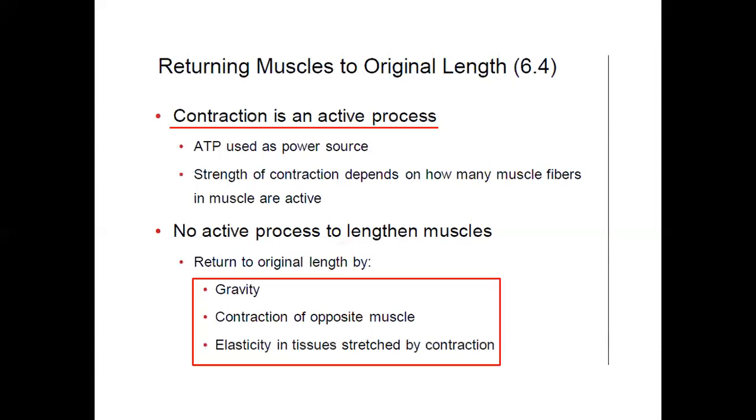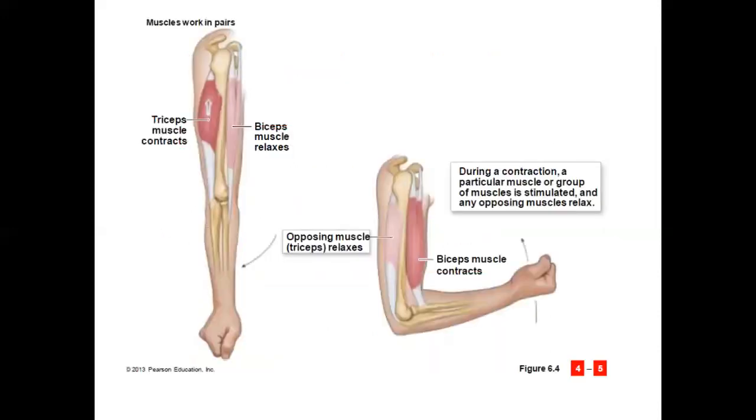And there's some elasticity in the tissues that are stretched by contraction, and that elasticity helps return them to the resting length. So it's a completely passive process. And I keep using the bicep as an example. So shortening of the bicep, contraction, lengthening of the bicep, relaxation. But here's the tricep that when it's contracting, it helps the bicep relax.